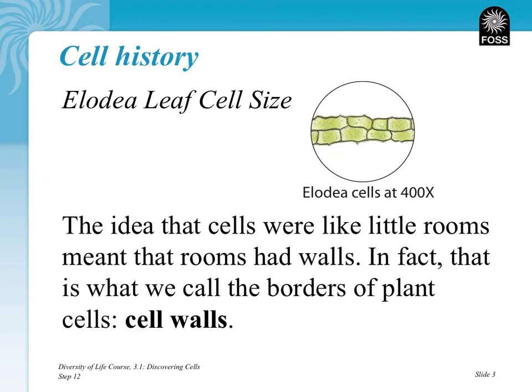Once again, here's a little picture of the Elodea cells at 400 times magnification. And again, you can see the different shapes around each of those boxes and how they form little blocks and little bricks and little rooms. And those are what we determined to call cells. The idea that cells were like little rooms meant that the rooms had walls. In fact, that's what we call the borders of plant cells, cell walls.